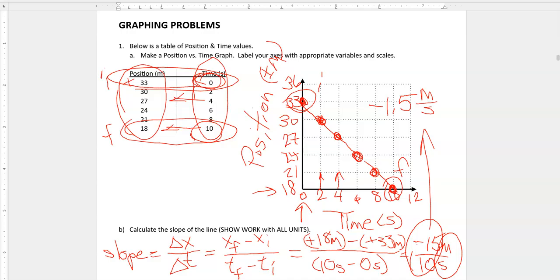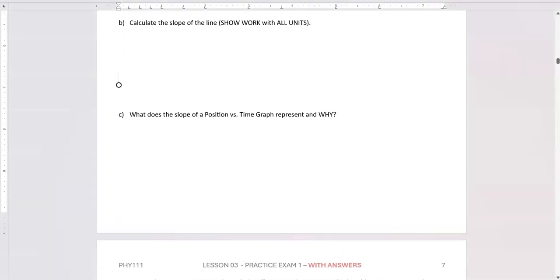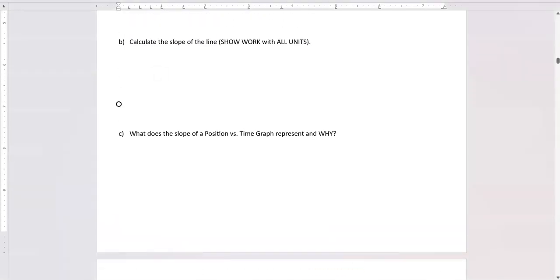Well, notice meters per second, plus or minus meters per second, that's the unit of velocity. And in fact, this is the definition of velocity. So the slope of a position versus time curve is the velocity. That's what we've just calculated. And I'll just rewrite what we just did. Our velocity is equal to negative 1.5 meters per second. That's what we just calculated.